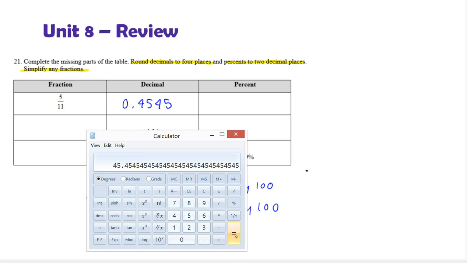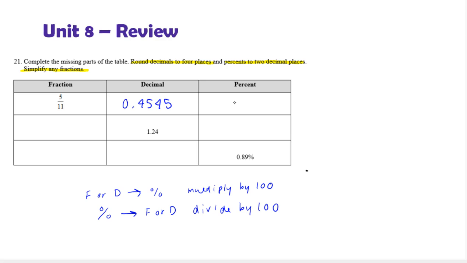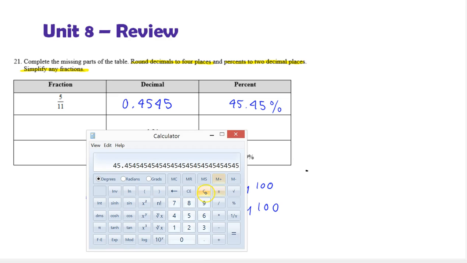Okay. And notice it shifts the decimal place 2 places to the right because we're multiplying by 100. Remember, the direction said percents to 2 decimal places, which would be 45.45%. Okay. And this was intentional because 4 places as a decimal is equivalent to 2 places as a percent. Okay, so if we had just started with the 0.4545, multiply by 100, we'd get this exact answer without rounding.